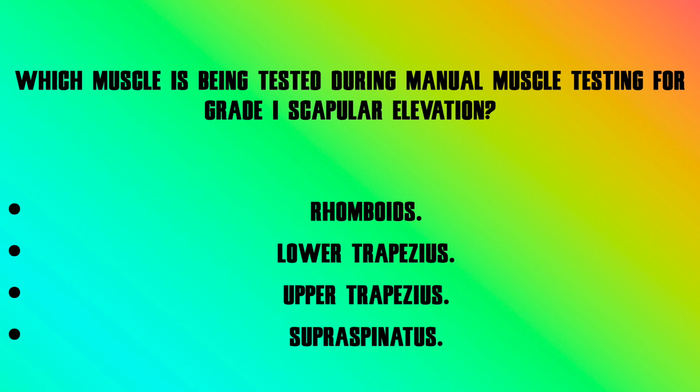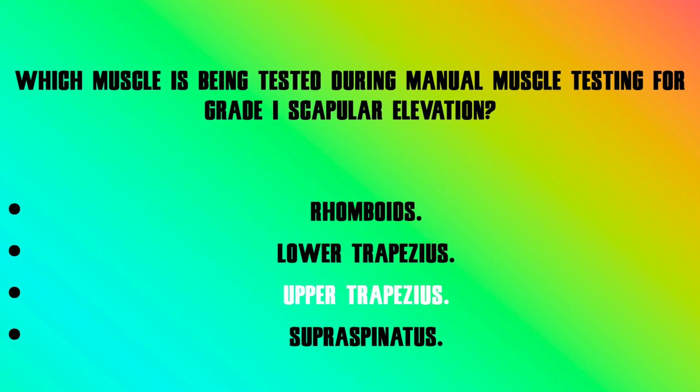Which muscle is being tested during manual muscle testing for grade 1 scapular elevation? The answer is upper trapezius.